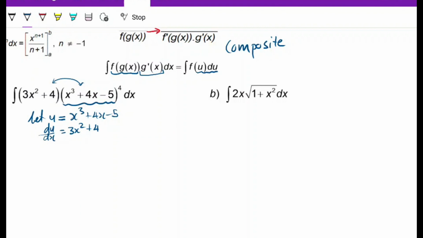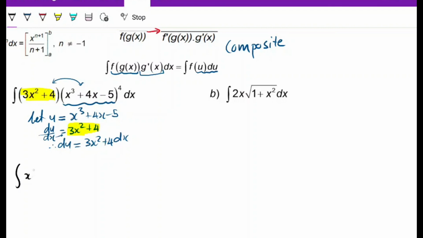But aren't you looking at something that looks a little bit familiar? You can see that this 3x squared corresponds to the 3x squared plus 4 there. So we'll rewrite this as du equals 3x squared plus 4, and then cross multiply the dx, so that du equals (3x squared plus 4) dx. So what I will then do is rewrite the entire integral such that it looks like the function that we have.